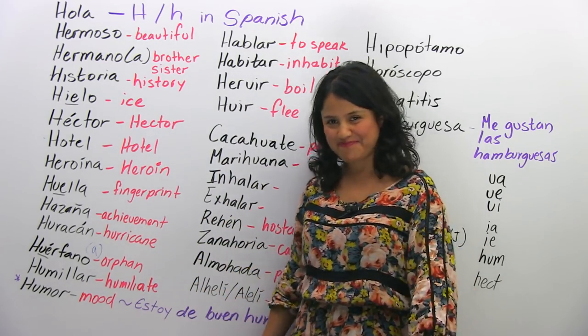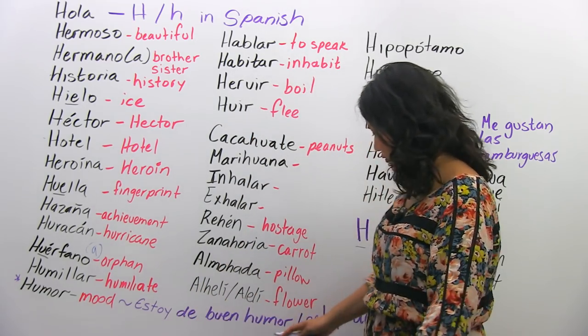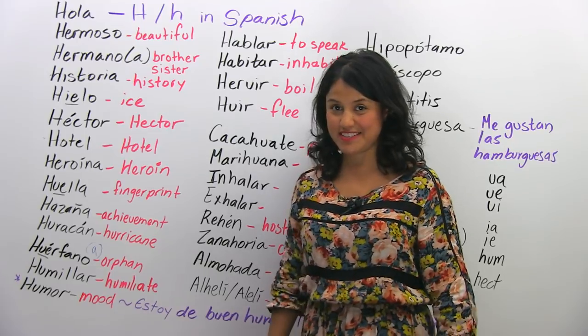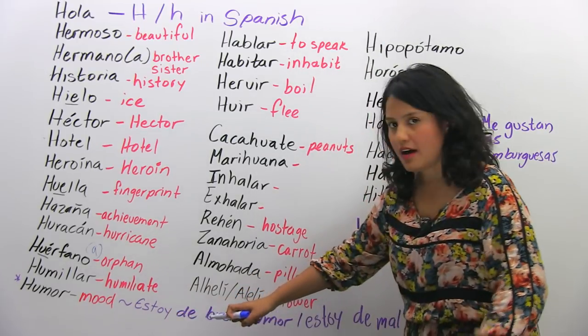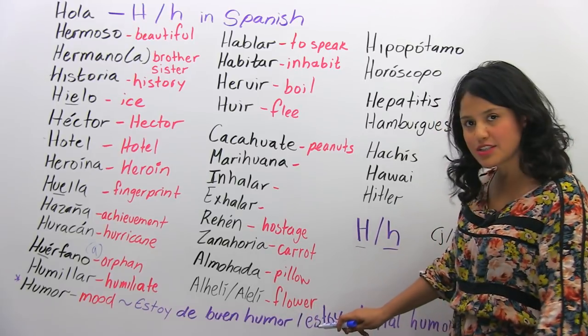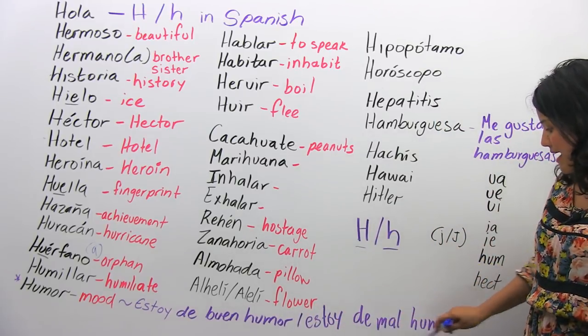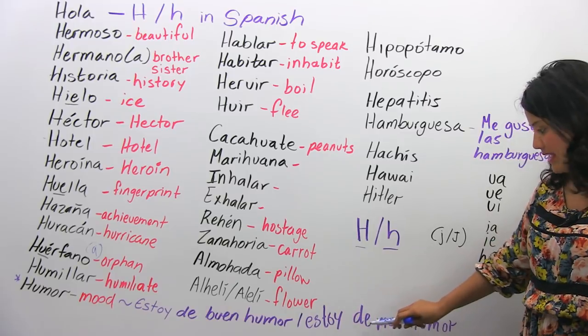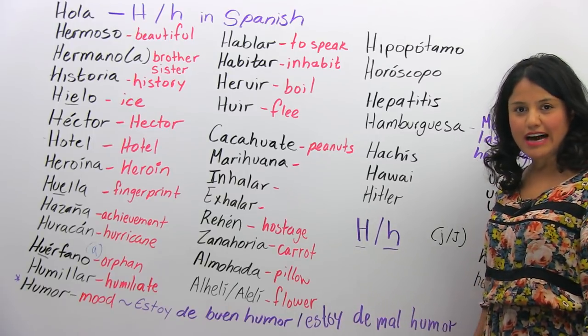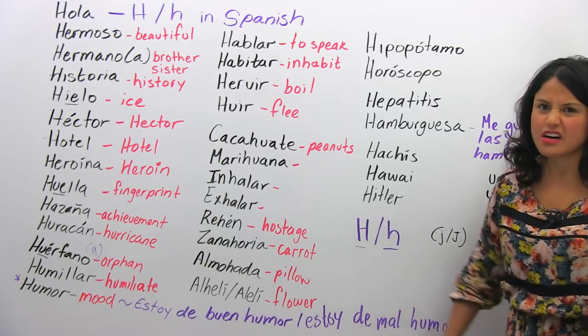Estoy de buen humor. Muy bien. Estoy de mal humor. Now you have two very good phrases. Estoy, I am, de buen humor. I'm in a good mood. Estoy de mal humor. I am in a bad mood. Two excellent phrases to tell your colleagues, maybe, or your friends.